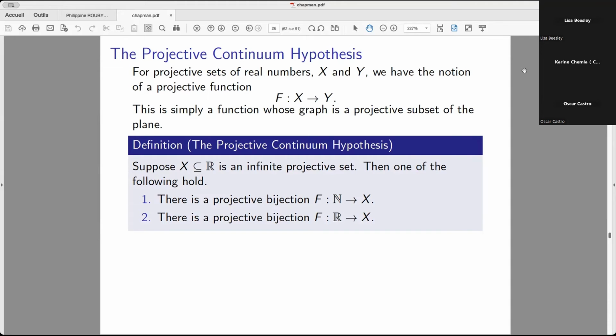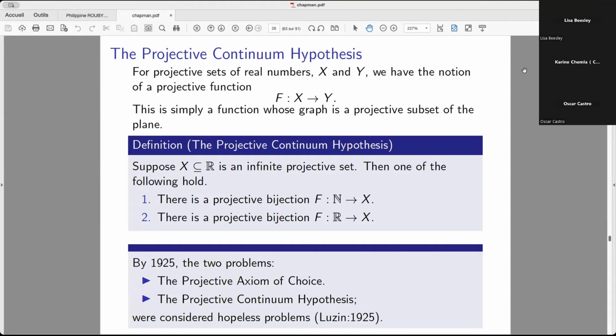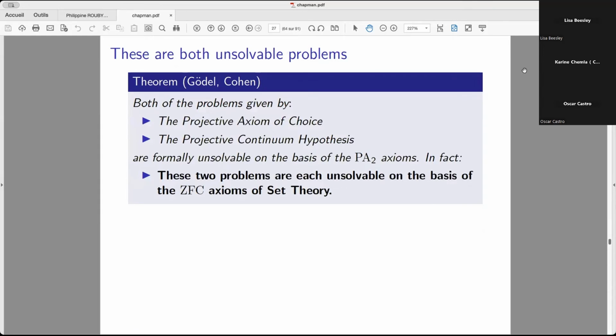So now we have two natural questions about the projective sets. And by 1925, these had been classically considered. By 1925, Luzin conjectured these were hopeless problems, never to be solved, like Erdős's prediction that we'll never know E6. Well, it's amazing. They are unsolvable.